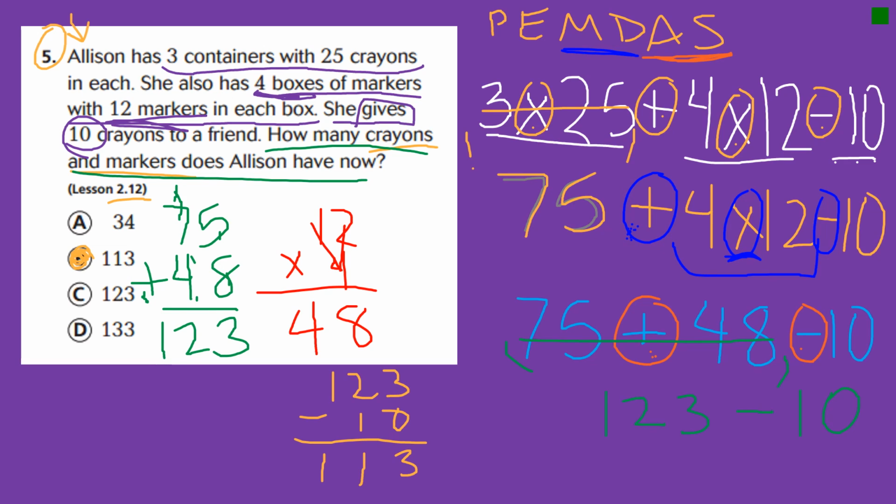So here's what we just did, guys. Recap. Okay, we're going to recap. We figured out 75 crayons, 48 markers, which is 123 crayons and markers. And Allison was nice enough to give 10 of them away. So what does she have? How many crayons and markers does she have now? 113. All right, excellent. What a great start to chapter 3. It's going to be a good one.